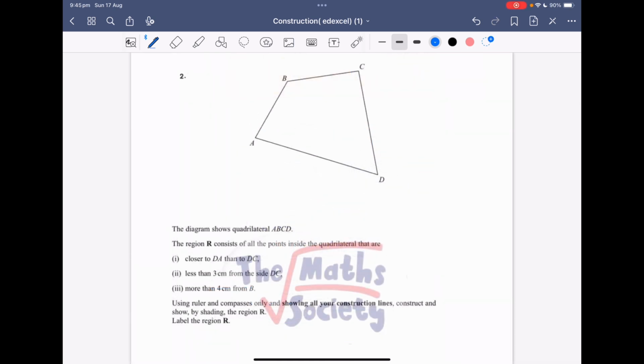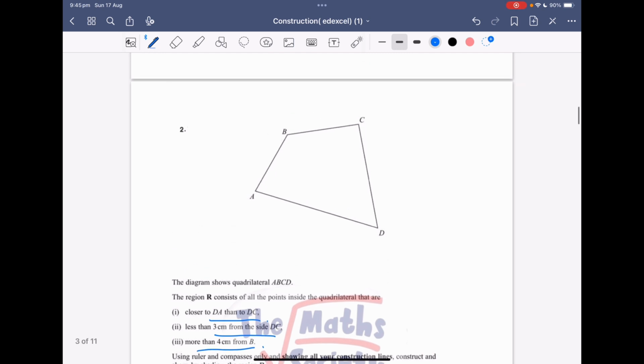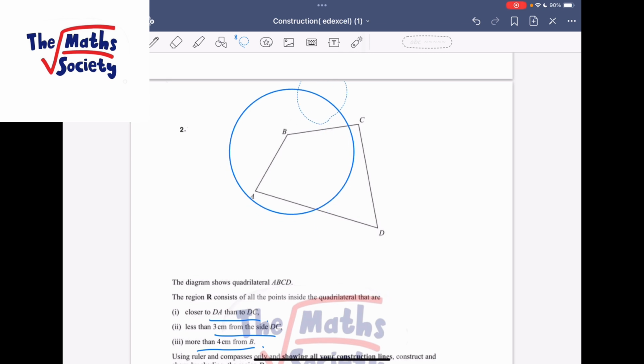Okay, so for question number 2, it says that the diagram shows quadrilateral ABCD. Region R consists of all the points inside the quadrilateral that are closer to DA than to DC, less than 3 cm from the side DC, and more than 4 cm from B. So first of all, for more than 4 cm from B, we just need to draw a circle sector. It's just going to be an approximate that I'm going to give you. So let me move this a little so that we know that this is going to be 4 centimeters. So basically more than 4 centimeters has to be this side, right?